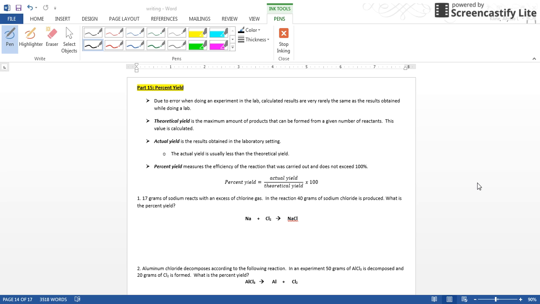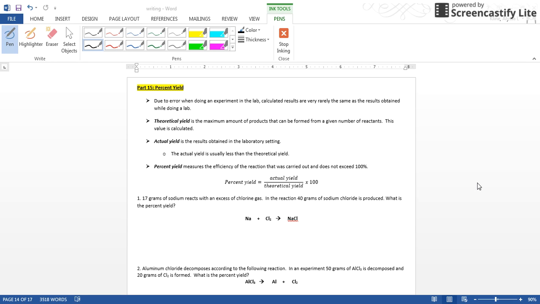Theoretical yield is going to be the maximum amount that, with the calculations, you think you should be able to get from a reaction, whereas the actual yield is what you actually get in the lab. So it's going to be a measured value. Like I said before, the actual yield is going to be less than the theoretical yield because of all these sources of error, and we can calculate that using percent yield. It measures the efficiency of the reaction. So percent yield is the actual divided by the theoretical, times 100 since it is a percent.